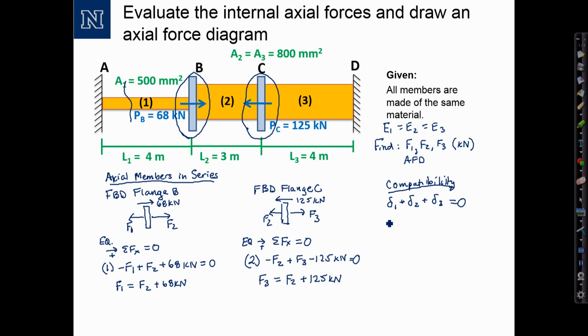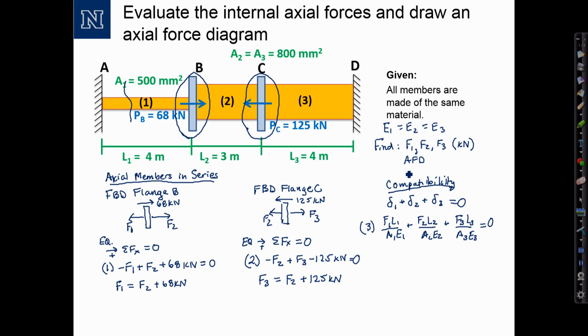How do we calculate those deformations? Magic equation, FL over AE. I'm going to write that F1 L1 over A1 E1 for member 1 plus F2 L2 over A2 E2 for member 2 plus F3 L3 over A3 E3 for member 3. Set that equal to 0. Now that's our third equation, now we've got the setup. That's the hardest part for most students.